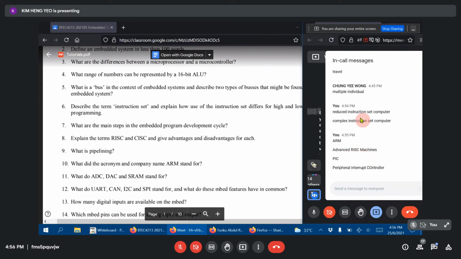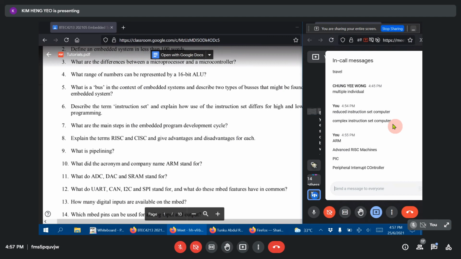Okay? Complex instruction set computers are like your 8085. Okay, if you learn the 8051 microcontroller, inside the 8051 microcontroller, you got the 8085 processor. That's an example of a complex instruction set computer. Why? Because it has 200 over instructions. And the instructions are some are 1 byte, some are 2 bytes, some are 3 bytes, some are 4 bytes.